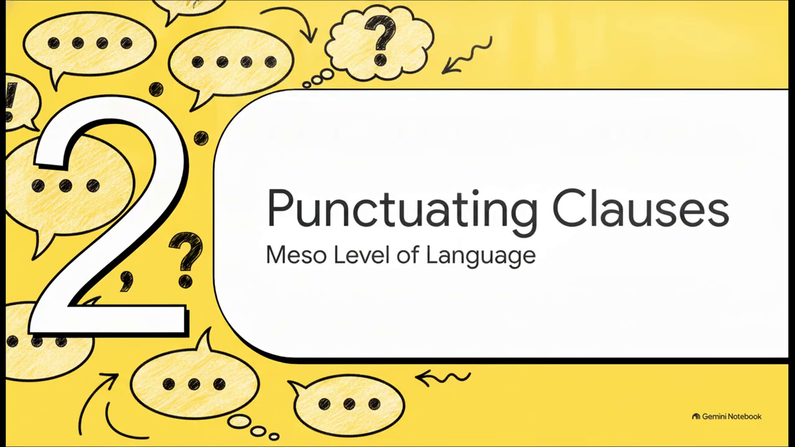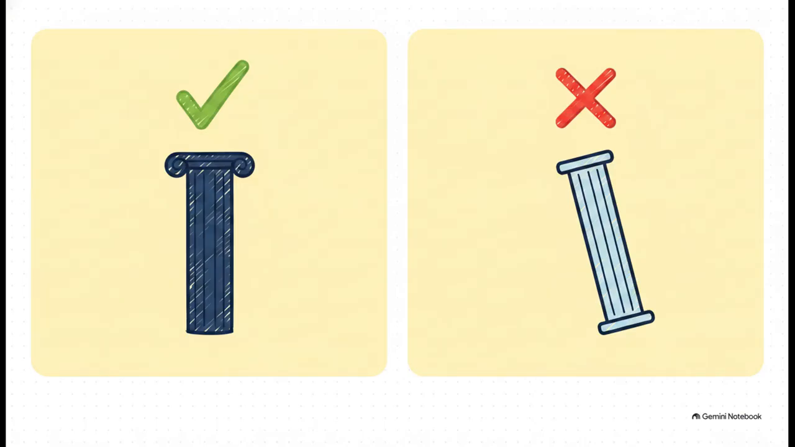Section 2. Punctuating clauses correctly. This brings us up to the meso level of language. Now that we understand the micro level of words, we're scaling up to combine words into structured thoughts. To build a solid sentence, you absolutely must understand the difference between the 2 main types of clauses. First, we have the independent clause. It has a subject and a verb, and most importantly, it can stand completely alone as a complete sentence. Then we have the dependent clause. It also has a subject and a verb, but it cannot stand alone. It relies entirely on the independent clause to make a complete thought.